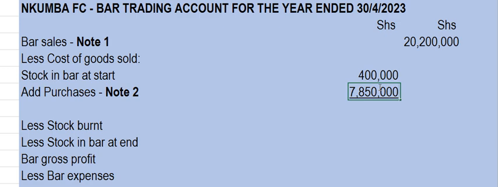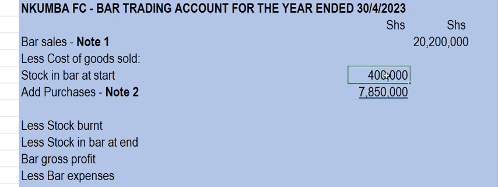We don't have cash purchases. If you add cash purchases to the credit purchases, then you get the total purchases for the bar. But we only have the credit purchases as per the information. You can determine the credit purchases by preparing the trade payables or the creditors control account, as you have seen. So when we get the opening bar stock, we add the purchases that were made.